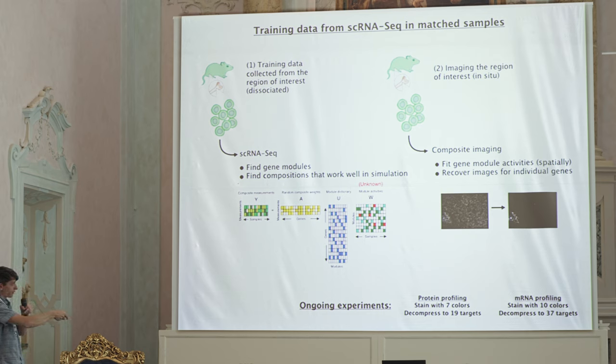So specifically, the numbers we're working with right now, we have one project looking at protein profiling. We're going to generate 7 composite images and decompress that to get images for 19 individual targets. We're also doing this with transcriptome profiling. We're going to generate 10 composite images in that case and decompress to get about 37 individual targets. And generally, this scaling here is almost exponential. So that's why I say, when you can get from 10 up to 40, you can actually resolve hundreds of targets.